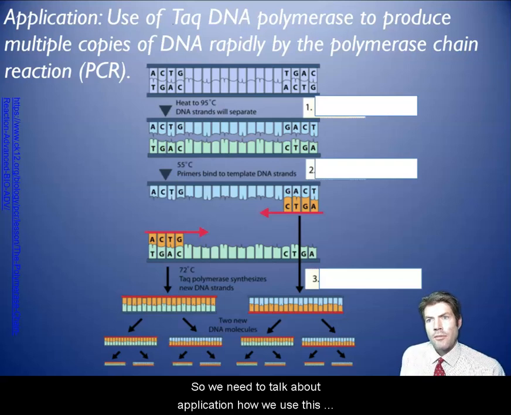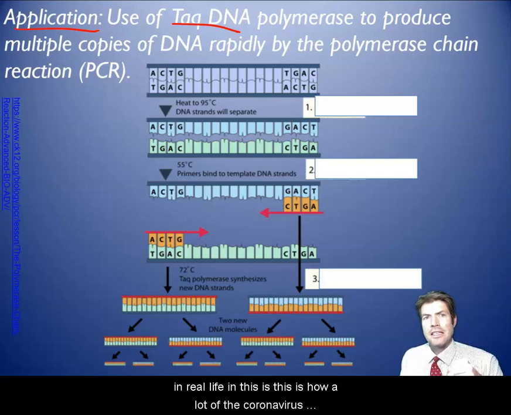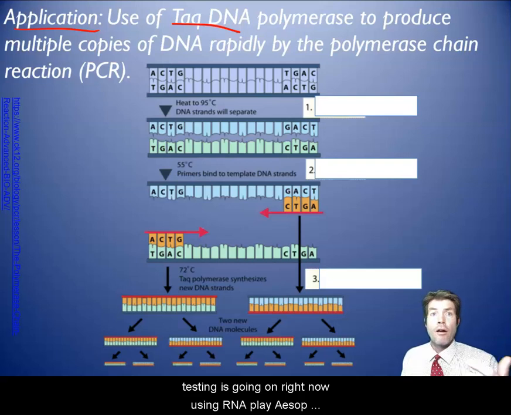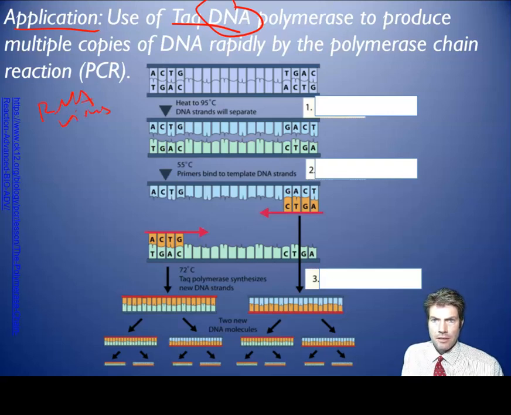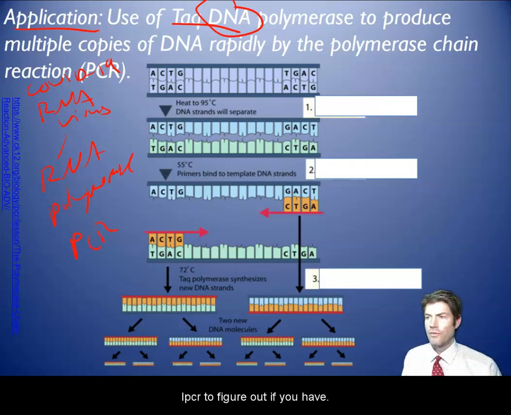So we need to talk about some applications. How do we use this in real life? And this is how a lot of the coronavirus testing is going on right now. We're using RNA polymerase. Coronavirus is an RNA virus. Say COVID-19. It's easier to speak. It's faster, right? And it uses polymerase PCR to figure out if you have it.